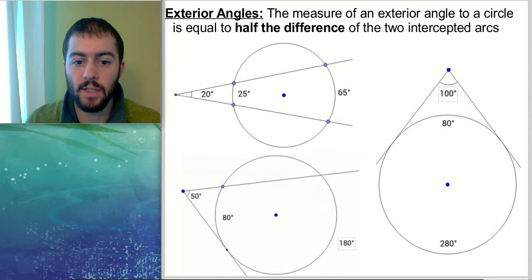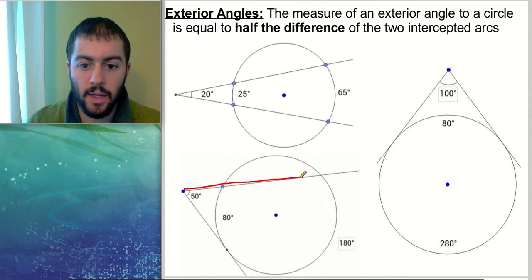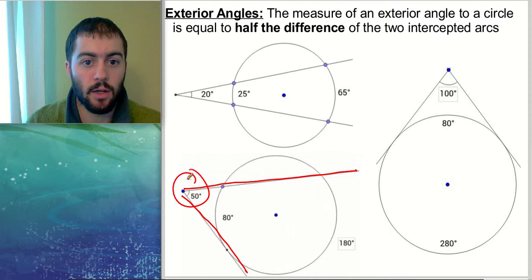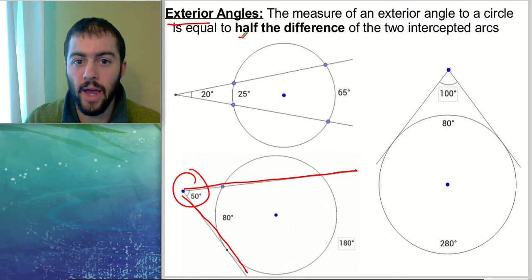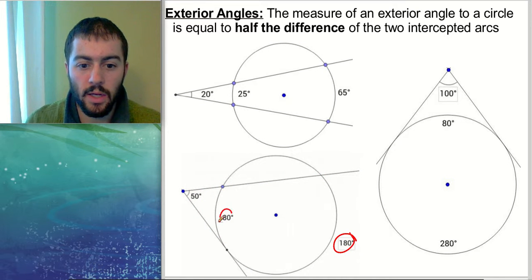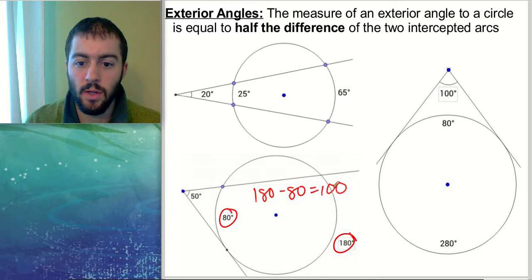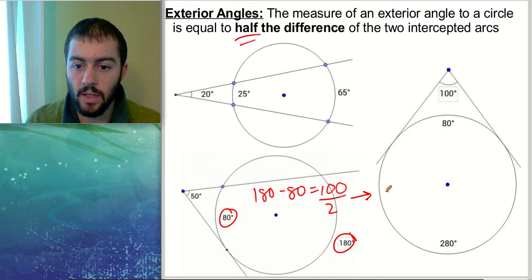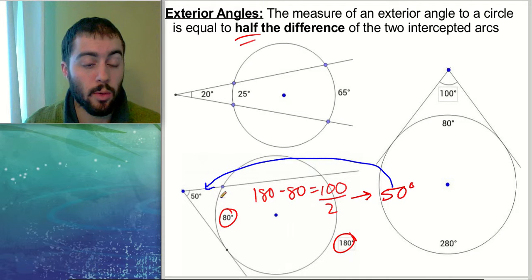All right, and we have one last case here. This is formed by a secant and a tangent line. But again, this is an exterior angle, so we're going to use our exterior angle rule. For this angle, we're going to take half the difference of the two intercepted arcs. Our arcs here are 180 and 80. We can take the difference of those: 180 minus 80 gives us 100. Then we take half of that difference, so we divide by 2, which gives us 50 degrees, and that matches up with the 50 degrees that we were given for this exterior angle.